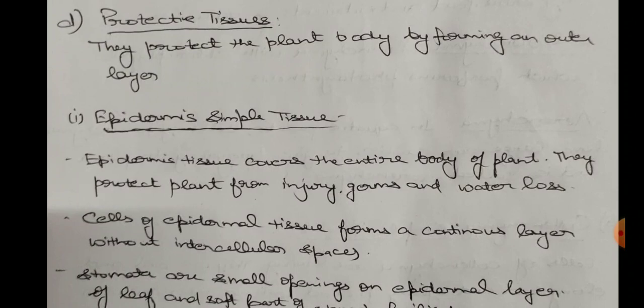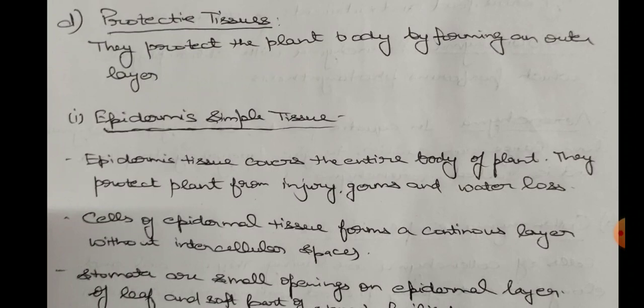Now we will be discussing protective tissues. As the name suggests, they protect the plant body by forming an outer layer. There will also be two types we will be discussing. First will be epidermis simple tissue, and another one will be cork simple tissue, and then we will be moving on to the complex tissue. So now let's discuss the protective tissue.